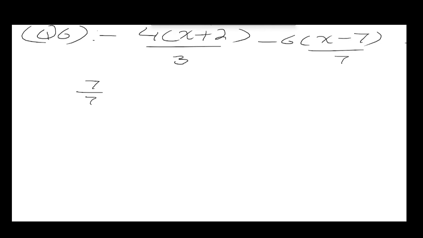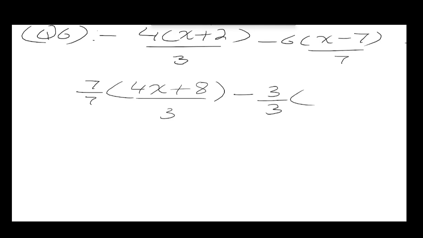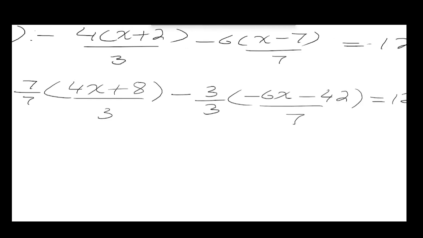So 4 into x is 4x, so we will use the bracket 4x plus 4 2s are 8. After that 3 will be written below, and then we can just write multiply 3 by 3. So minus 3 by 3, and then bracket instead of the multiplication sign, we can write negative 6x. Minus minus will be converted to plus, but first we will just write minus here because of the bracket. After removing the bracket, then we can change the sign, and then we will write 7 6 are 42 over 7. I'll just close the bracket here, and this will be equal to 12.